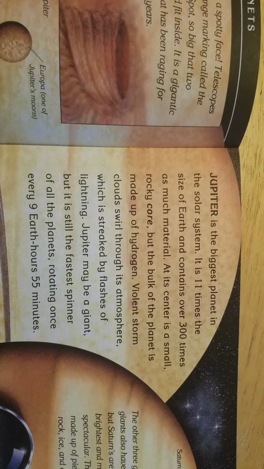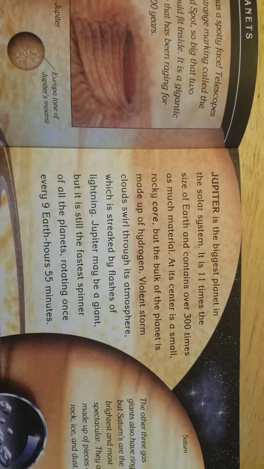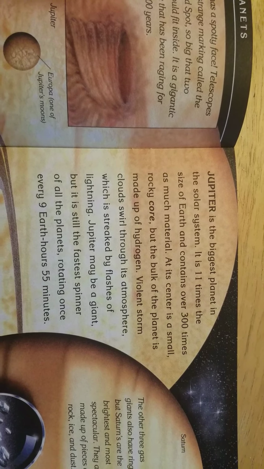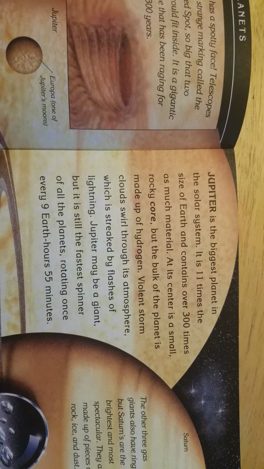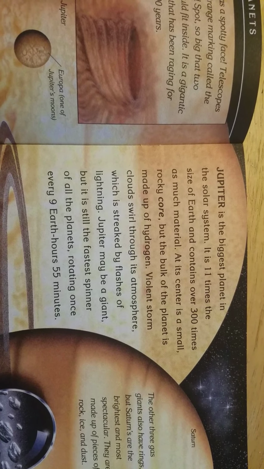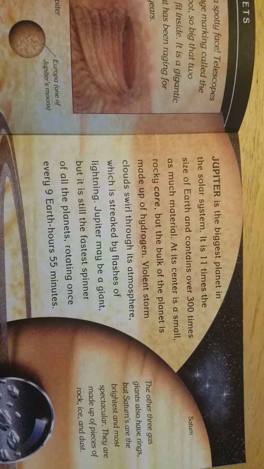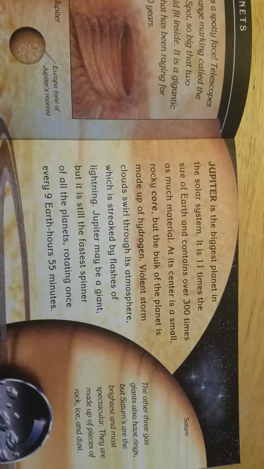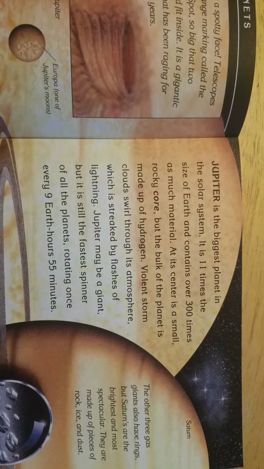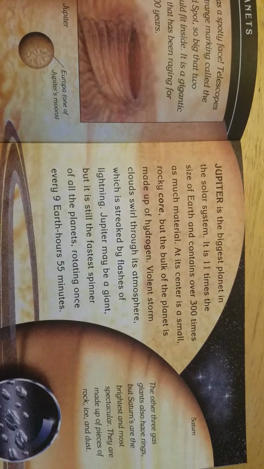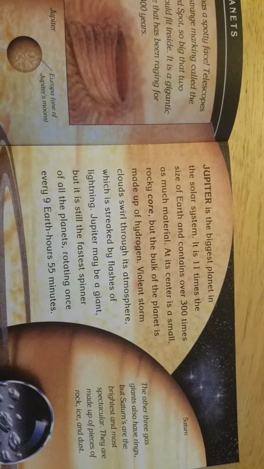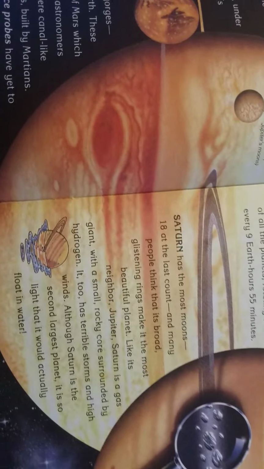At its center is a small rocky core, but the bulk of the planet is made up of hydrogen. Violet storm clouds swirl through its atmosphere, which is streaked by flashes of lightning. Jupiter may be a giant, but it is still the fastest spinner of all the planets, rotating once every 9 Earth hours, 55 minutes.